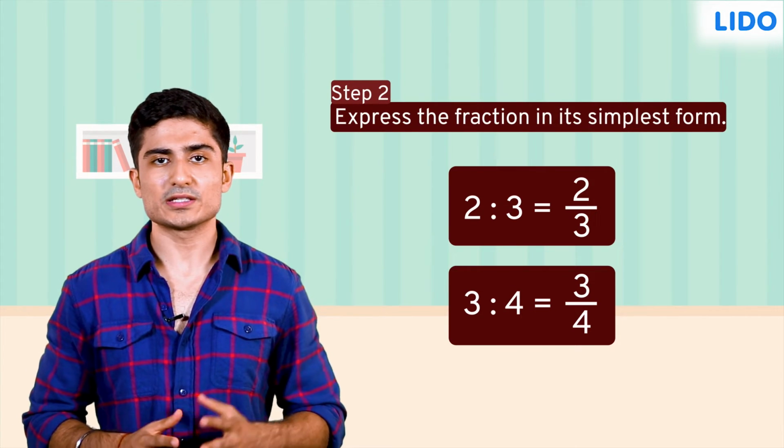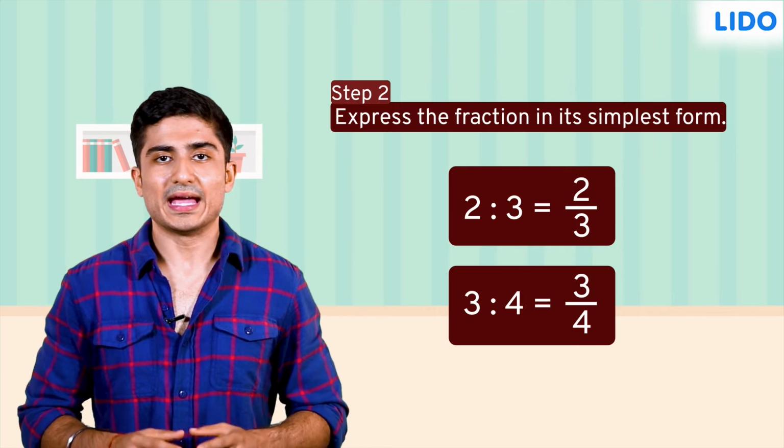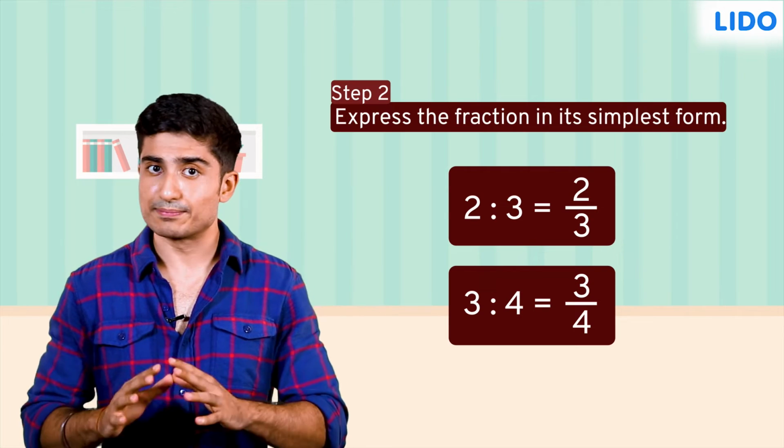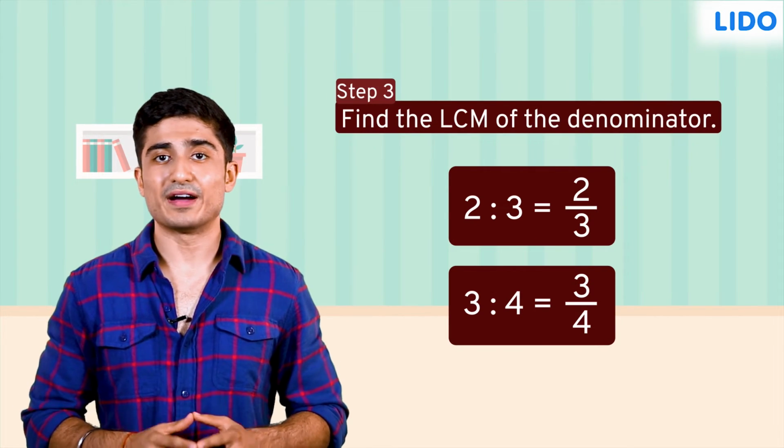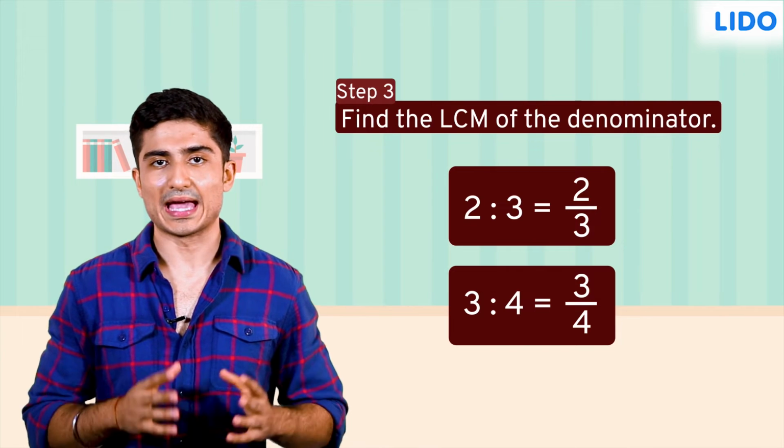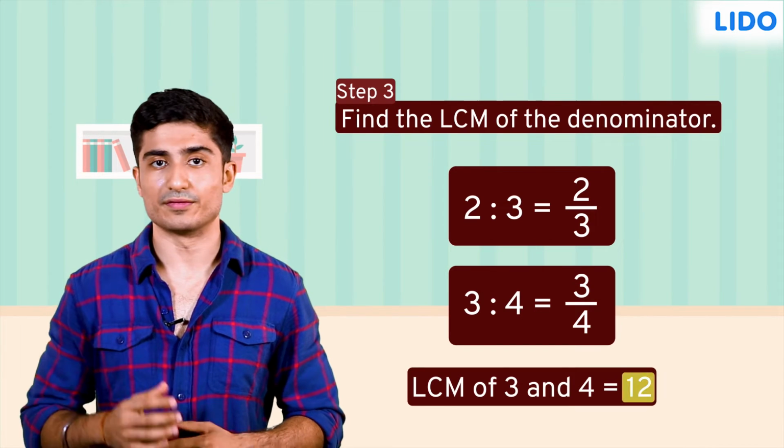Step 2. Express the fraction in its simplest form. In this case, the fraction is already in its simplest form. Step 3. Find the LCM of the denominators. The LCM of 3 and 4 is 12.